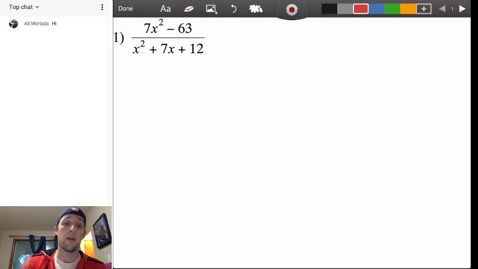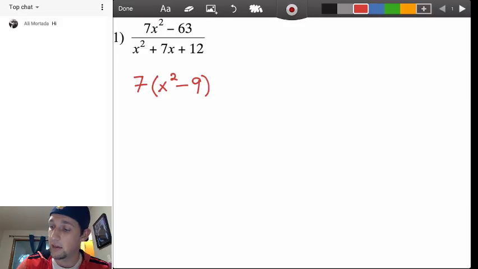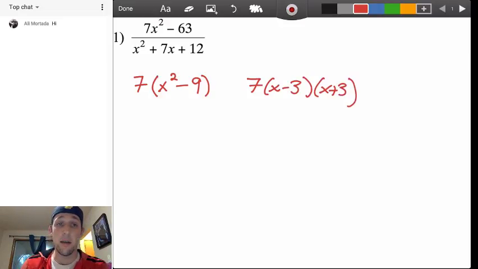Okay, in most of these cases, before you do any canceling, you need to factor as much as you possibly can first. Okay, so in our numerator, we have first a GCF of 7. That turns it into x squared minus 9. Okay, and then we have a difference of squares rule with that x squared minus 9. That's going to turn it into x minus 3 and x plus 3. Okay, that's our numerator.